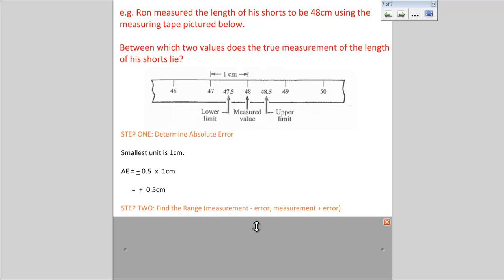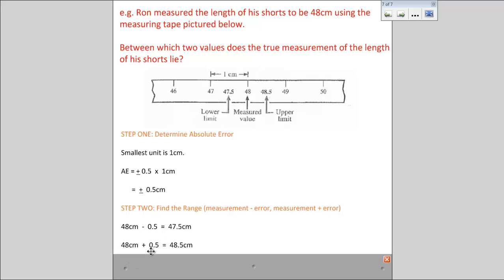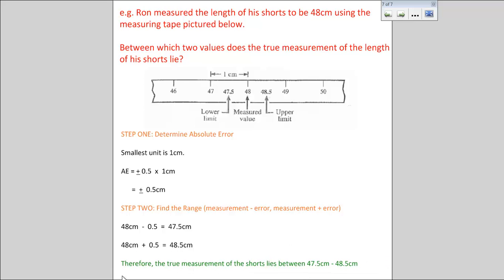Step 2 then, to find the range, which is this, between which two values does the true measurement lie, we will do the measurement subtract the error and the measurement add the error. So like this, we measured the shorts to be 48 centimetres. So we'll do 48 centimetres take away half a centimetre, 47.5. 48 centimetres plus half a centimetre, 48.5. So the final step then would be just to make the statement. Therefore, the true measurement of the shorts lies between 47.5 and 48.5 centimetres.